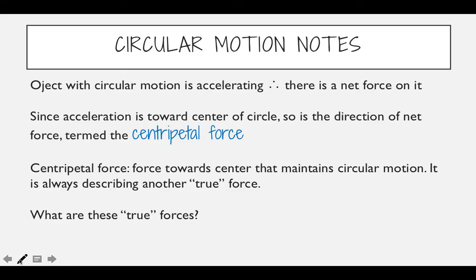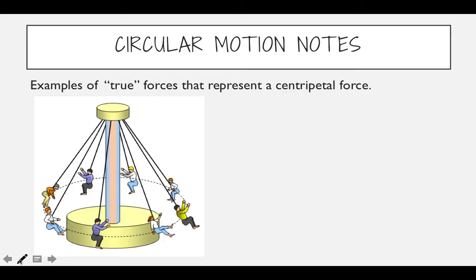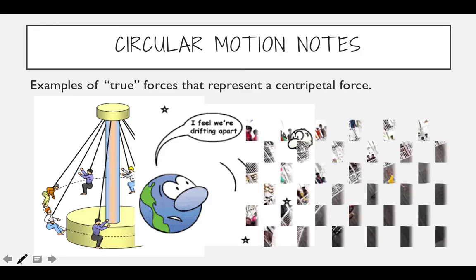So what are some other examples of true forces? This ride at an amusement park, if the people are sitting in swings and they're moving around, the swings are being held by some cable, then the force that's keeping them moving in a circle is the centripetal force due to tension. Right here we have the moon orbiting around Earth, so the force that's keeping the moon in this circular motion is a centripetal force known as gravity, the gravitational force.